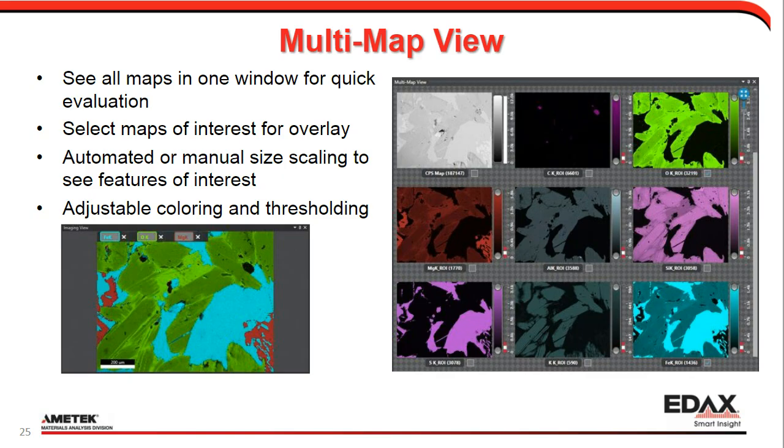Another thing I want to mention is the grayscale map in the top left corner of the multi-map view. This is a CPS map, or counts per second map. It shows the X-ray count rate at every pixel. The brightest pixels indicate the highest count areas, and the dark or black areas indicate little or no X-ray counts. It is a quick and easy check of the variations in count rate across the sample area.